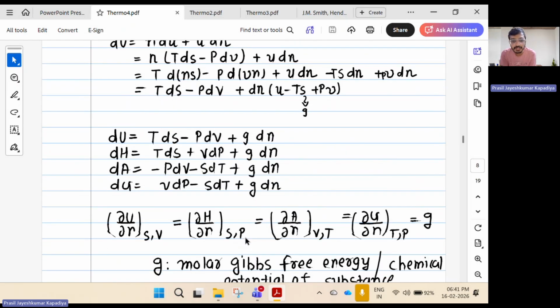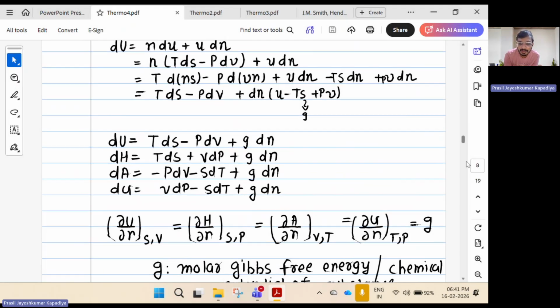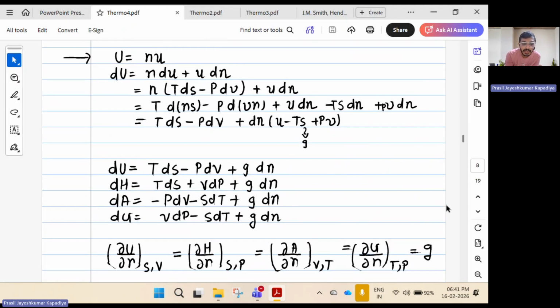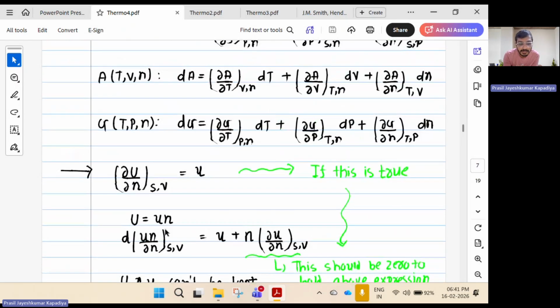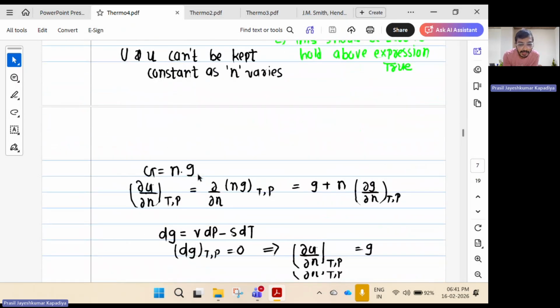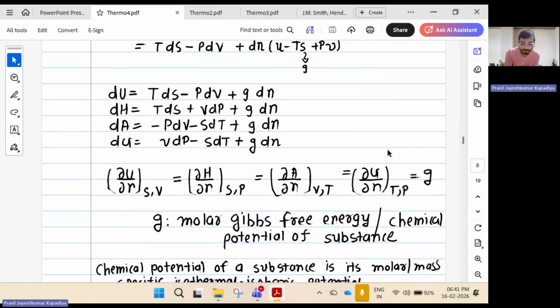So how can I define this molar Gibbs free energy? So g I can write down as ∂U/∂N at constant S, V, that is equal to ∂H/∂N at constant S, P, that is equal to ∂A/∂N at constant V, T, that is equal to ∂G/∂N at constant T, P. This gives us the value of g. So you see that ∂U/∂N at constant S, V is not small u, but it is small g. Okay.